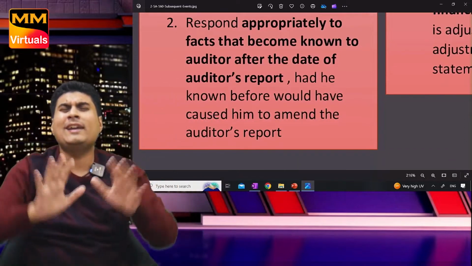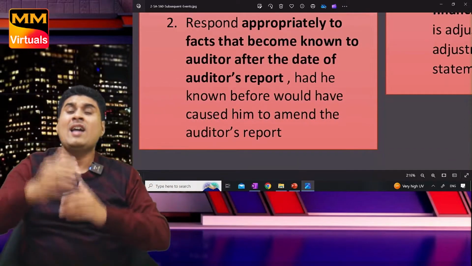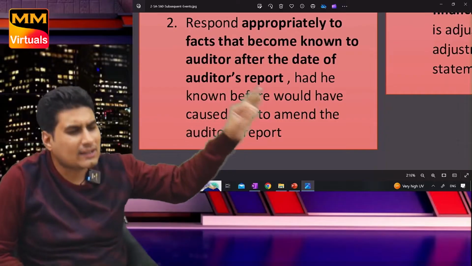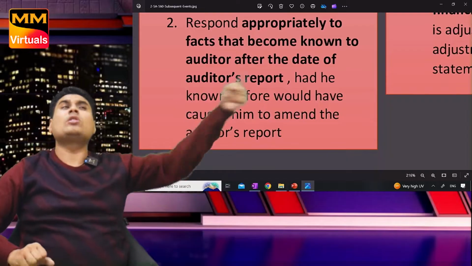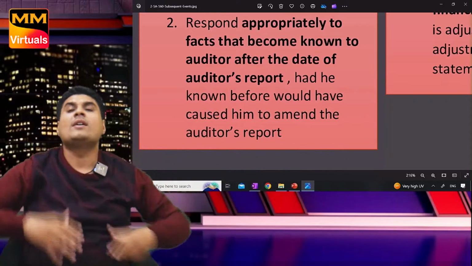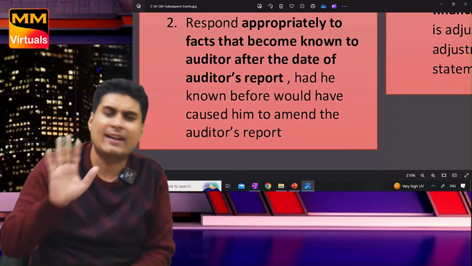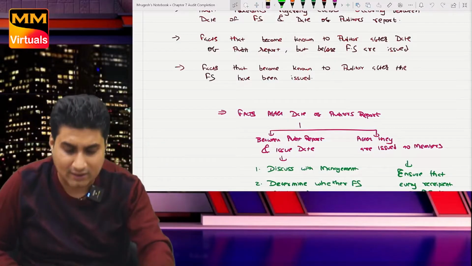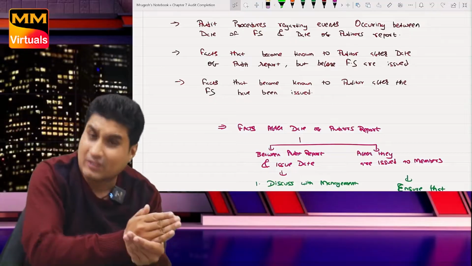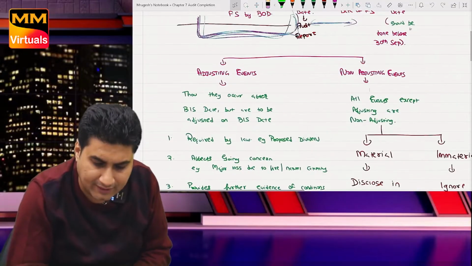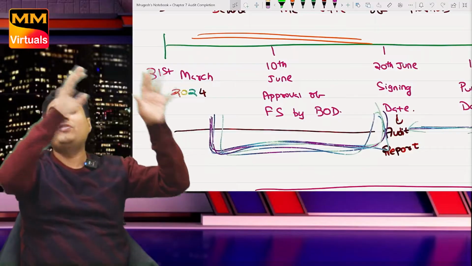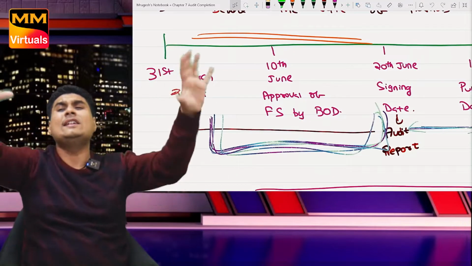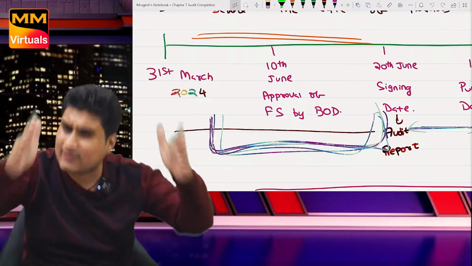Respond appropriately to facts that become known to the auditor after the date of auditor's report. If we come to know of anything after the date of auditor's report that, had we known before, would have changed the report, how to deal with that? Okay. Second, forget it as of now. As of now, consider we have only one thing in this standard, that is all events occurring after the balance sheet date, before the date of auditor's report. Okay. 31st March, and the signing date by the partner is 20th June. All events in between that. Let us consider only this much.